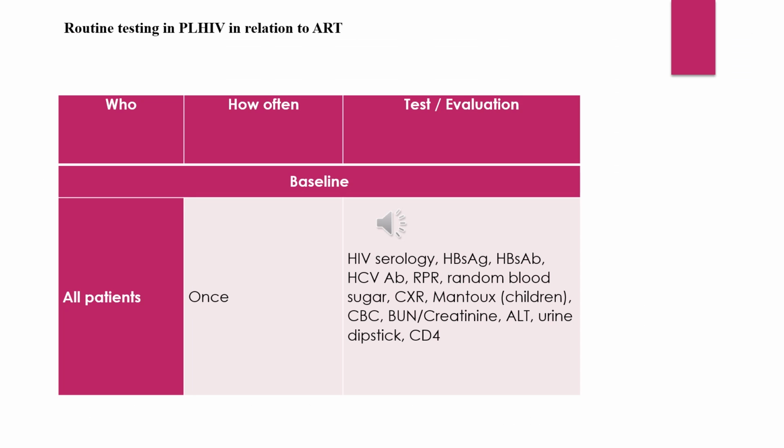This table shows the routine testing for persons living with HIV in relation to antiretroviral therapy. So, all the patients require baseline testing: HIV serology, hepatitis B surface antigen, hepatitis B surface antibody tests, HCV antibody, RPR, random blood sugar, X-ray test, pregnancy test, particularly in women, CBC, blood urea and creatinine, ALT, urine dipstick test, and CD4 counts.